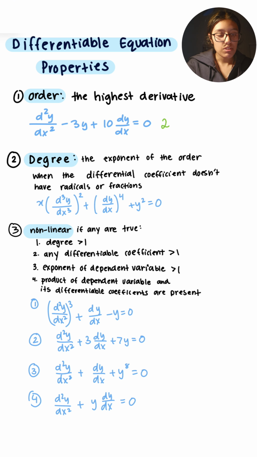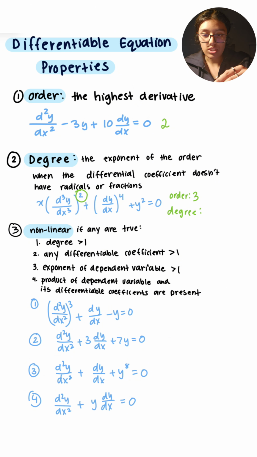Next, we have degree, and this one, I would say you kind of have to wrap your head around. It's the exponent of the order when the differential equation doesn't have radicals or fractions. So first, we need to check if the differential equation has radicals or fractions. I know that in this case, the order is 3, and the degree is going to be the exponent of that order. So basically that's just going to be 2 because that is the exponent. And now we have to check if it has any radicals or fractions. Nope, the coefficient is just x, and that's not a radical and that's not a fraction. So we're all good with that.